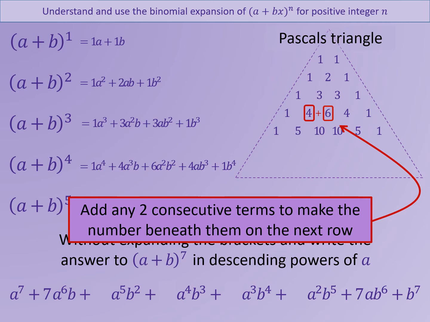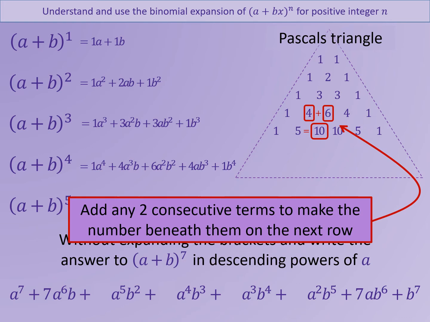We've got the 4 and we've got the 6, and if we add them together, it will give us the 10 underneath. If you look at other pairs within Pascal's triangle, you will notice that that pattern is exactly the same for all of the other numbers. The only other difference is that each line of Pascal's triangle begins with a 1 and ends in a 1.